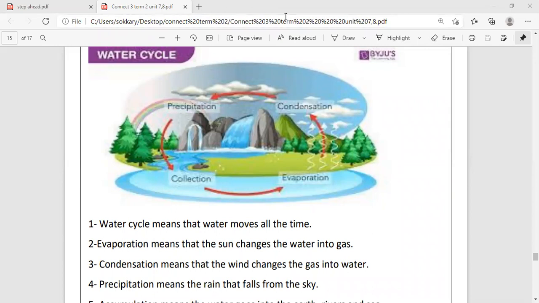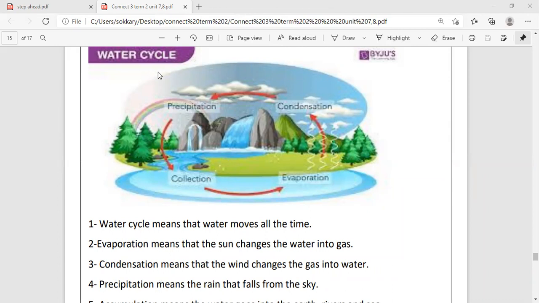Ahmed Atiyah. Yes, teacher. Do we learn about rain from this picture? Do we learn about rain? Yes. Rain, yes. Okay, students, this picture is about water cycle.